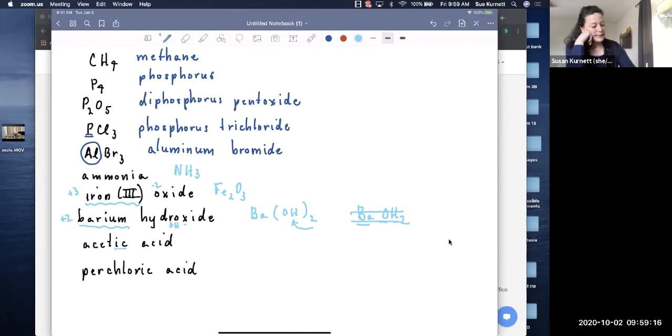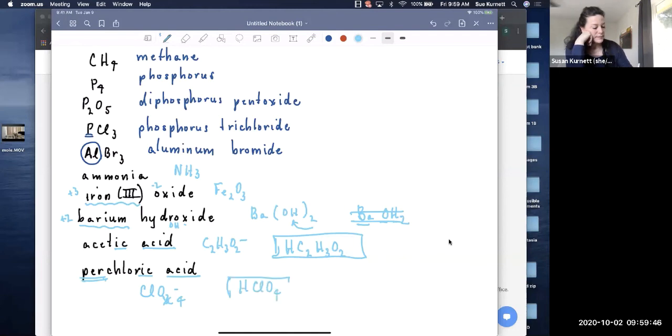Acetic acid. Ic acids come from ates, and this is acetate. Ic acids come from ates, and if it were chlorate, it would be ClO3 -1, but it's perchlorate. So there's 4 oxygens. Questions?